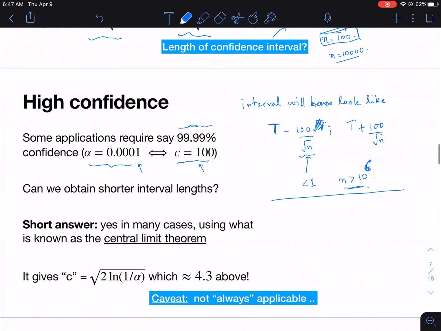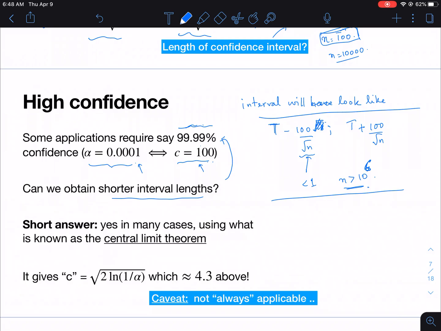So that's the weakness with this bound, which is that the calculations become pretty weak when your desired confidence level becomes high. Now the question is, can you obtain shorter interval lengths with the same kind of confidence, potentially using a more direct kind of computation? There's a short answer to this, which is that in many cases you can actually obtain this using what is called the central limit theorem.